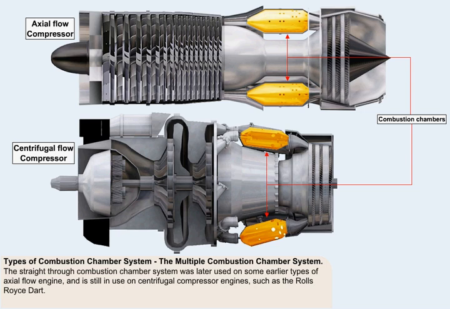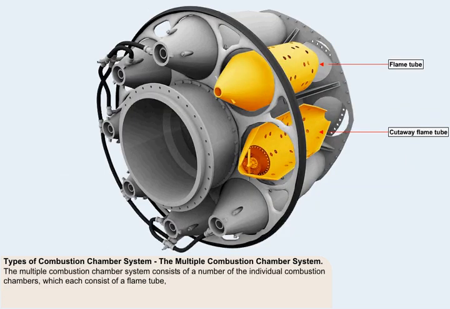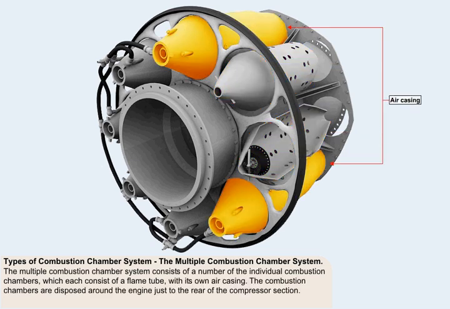The multiple combustion chamber system consisted of a number of the individual combustion chambers, which are shown here. Each combustion chamber consists of a flame tube, which has its own air casing. The combustion chambers are disposed around the engine just to the rear of the compressor section.